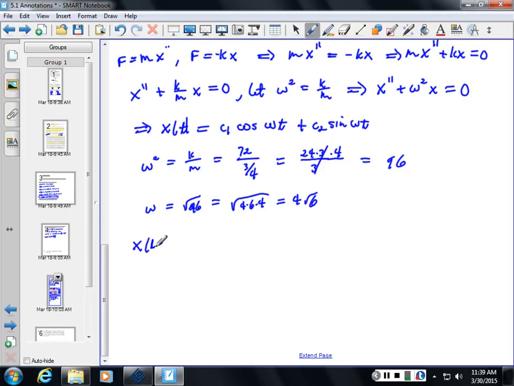So the formula is this, that x of t is equal to c sub 1 times cosine omega t plus c sub 2 times sine omega t.